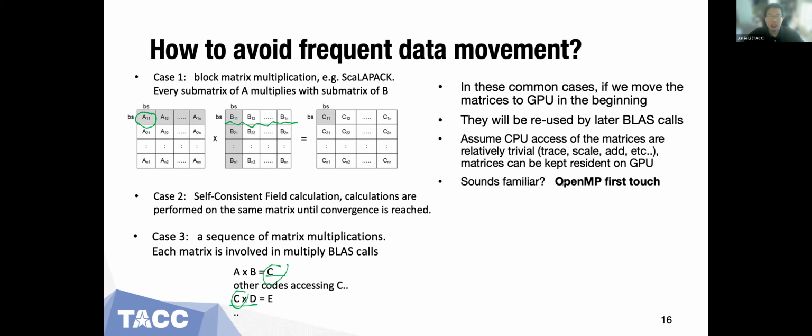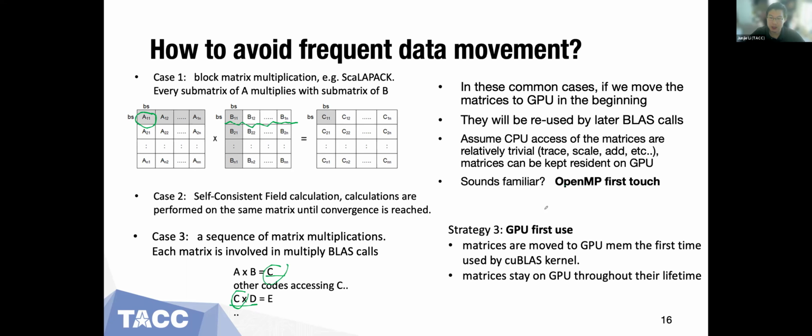And if you have done serious OpenMP programming on multi-socket CPU system, this is going to sound very familiar to you. It's essentially almost OpenMP first touch. And I call this strategy GPU first use policy. So in the GPU first use policy, we move the matrices to the GPU memory the first time they are used by a BLAS kernel. And those matrices just stay on the GPU throughout their lifetime.